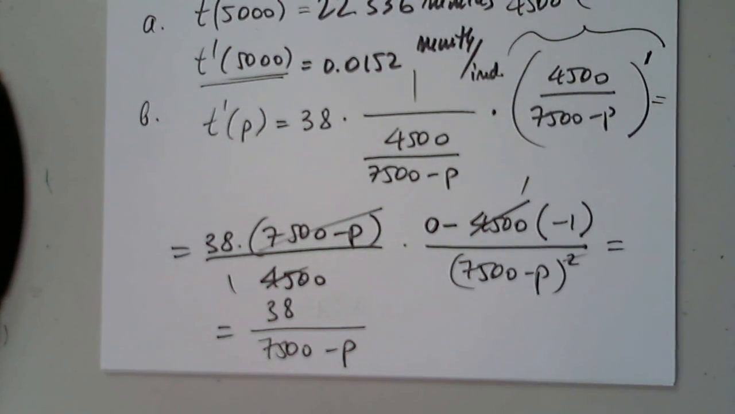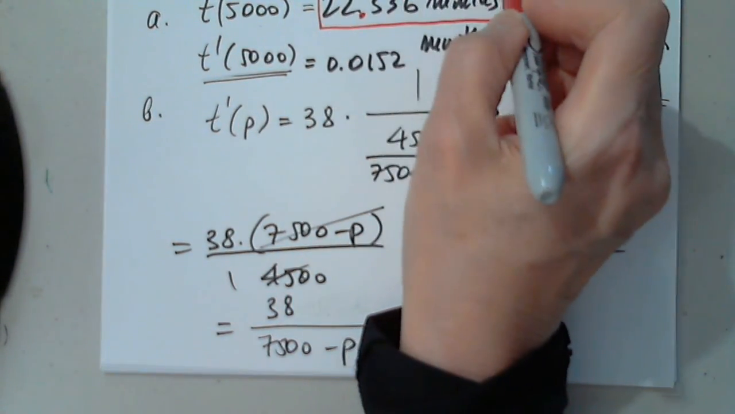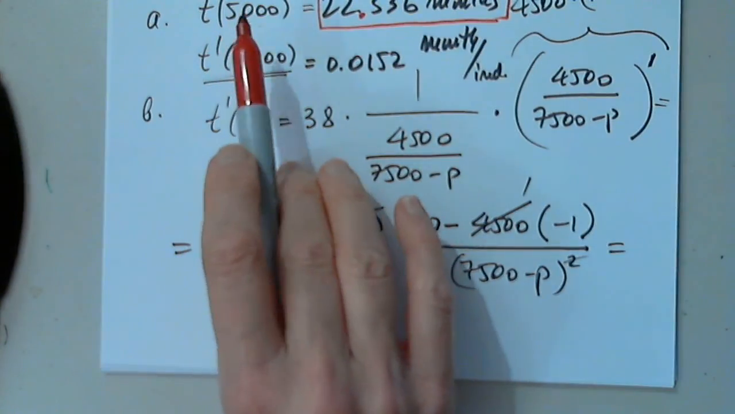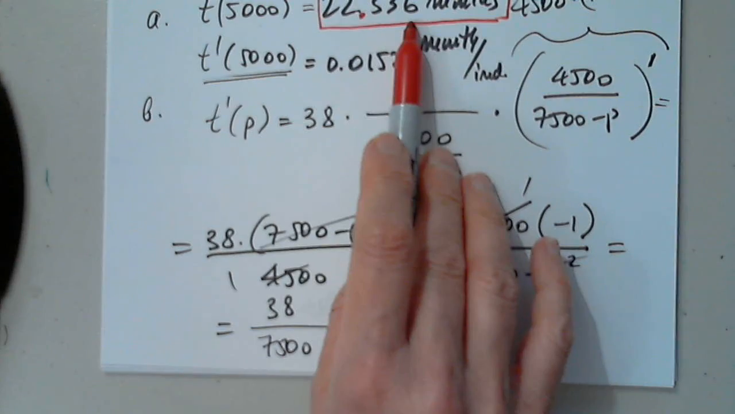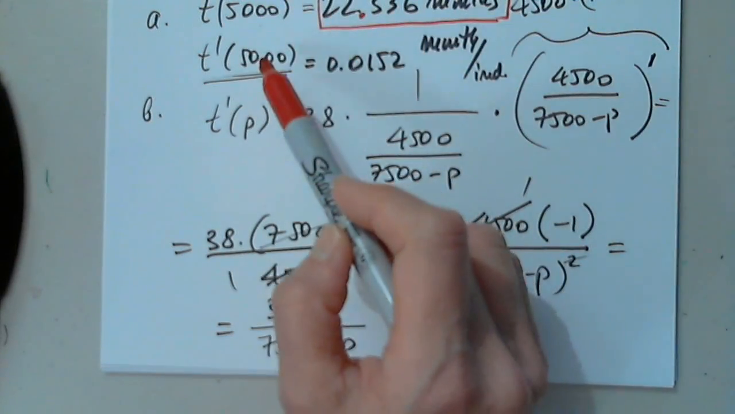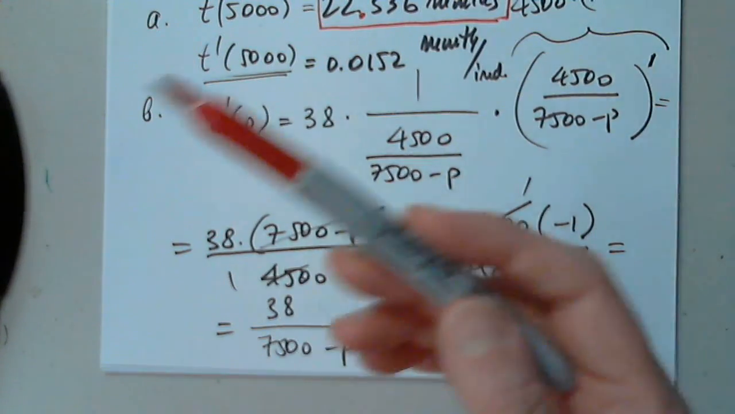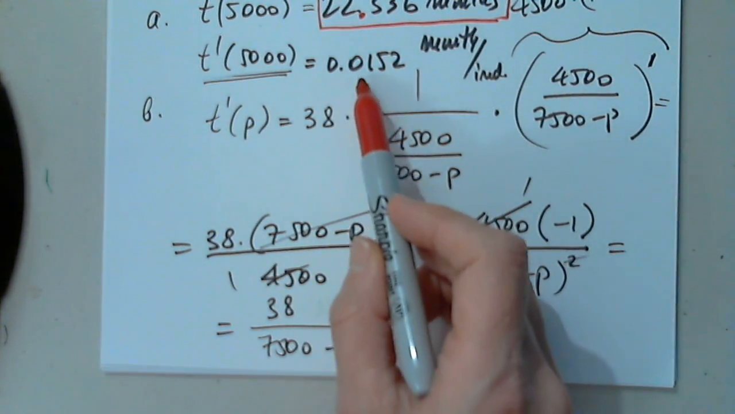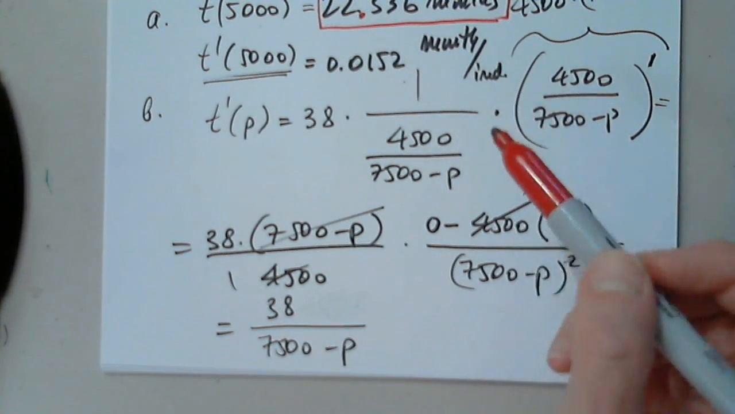I think they tried to do something else with this problem. Something must have gone wrong there. So the time for the population to become 5,000 is about 22.336 months. And when the population is 5,000, the rate of change is 0.0152 months per bird. Really?